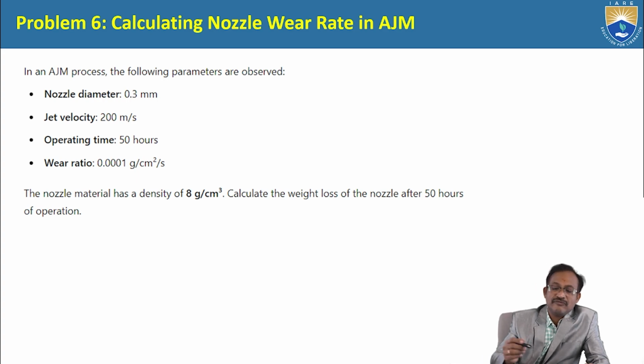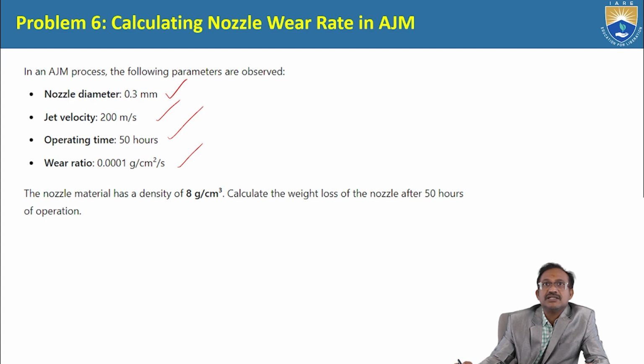Problem number 6. Calculating nozzle wear rate in abrasive jet machining. In an abrasive jet machining process, the following parameters are observed. Nozzle diameter is given, jet velocity is given, operating time is given, wear ratio is given. The nozzle material has a density of 8 grams per cubic centimeters. Calculate the weight loss of the nozzle after 50 hours of operation.